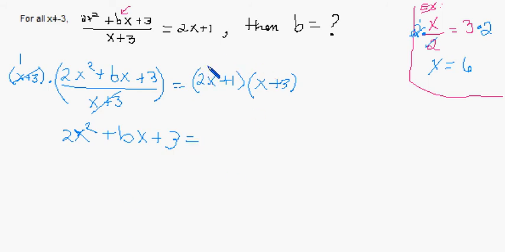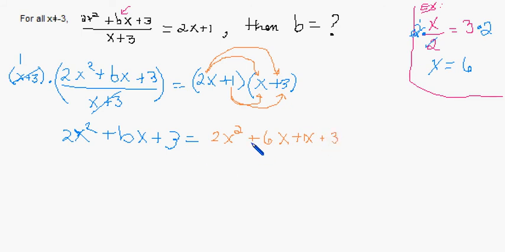Now, we have to be careful with this product. We're multiplying two binomials, so you want to make sure that you distribute. We multiply the first term times the first term, which gives us the 2x squared. Then we multiply the first term times the second term, which gives us a positive 6x. Now I finished multiplying the 2x times both terms. Now it's time for the positive 1 to multiply over to this side. So positive 1 times x is a positive 1x, and a positive 1 times a positive 3 gives us a positive 3.